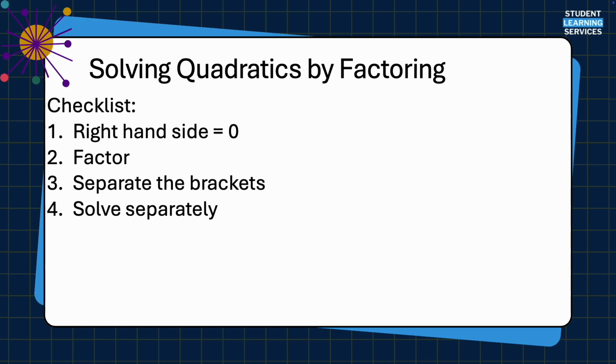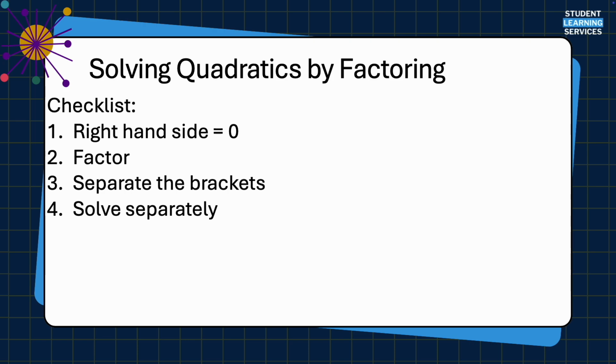Here are the steps for factoring. First of all, the right-hand side must be equal to 0, meaning anything on the right-hand side has to be moved to the left-hand side by algebra. Then we can factor the left-hand side. After we do that, we will usually get two brackets. At that time, we can separate the brackets. And lastly, we can solve them separately.